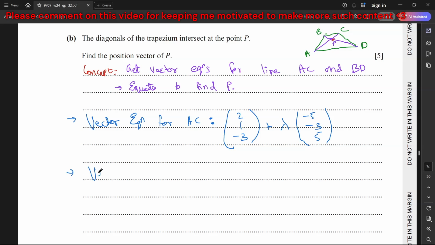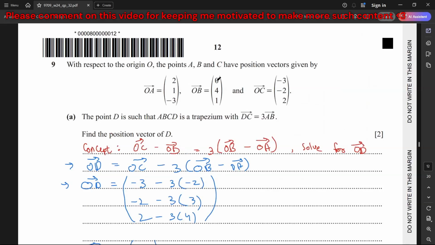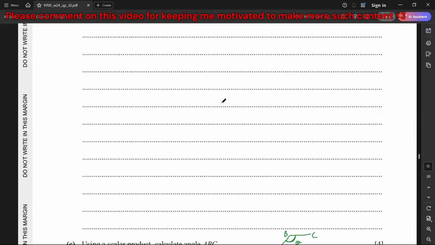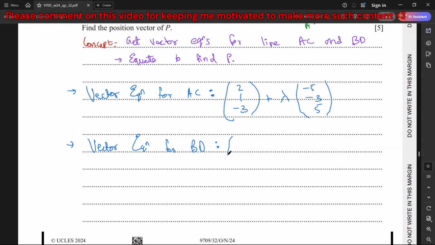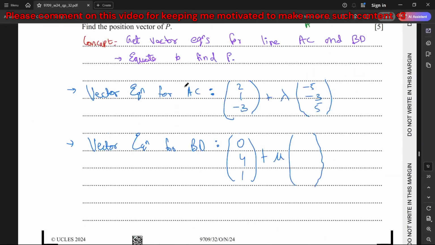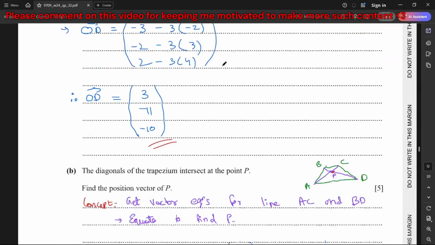Similarly, I can also find the vector equation for BD, and out of B and D, which is the easier point for me for the calculation, B. And D, what is D? 3 minus 11 and 10. Okay, so 0 4 1 is the point on the line, 0 4 1 plus mu, which is a scaling factor, in the direction of BD. Now what is BD? It is OD minus OB. So 3 minus 0 is 3. So I'm just going to write 3 over here. Then minus 11 minus 4 is minus 15.